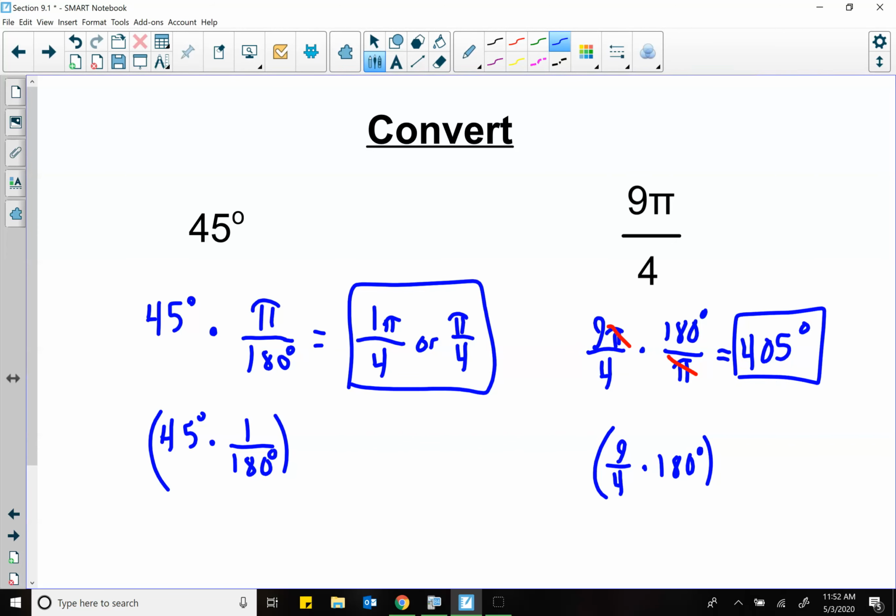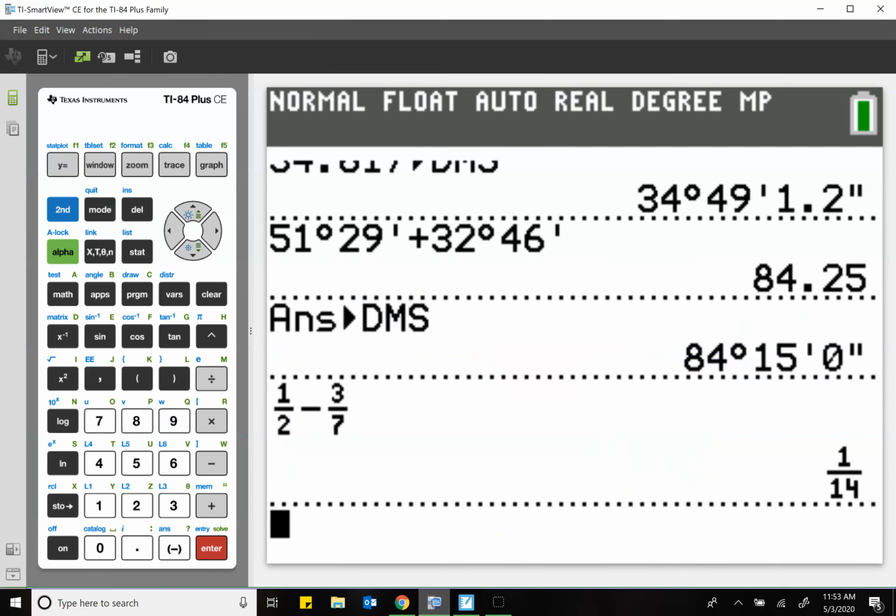Some cool things. Your calculator can actually convert all of these. It's better to have your calculator convert radians to degrees. Because when you convert degrees to radians, it's going to come out as a decimal. And they don't want the decimal answer. They want this answer of pi over 4. Okay? But let me show you how your calculator converts radians to degrees.